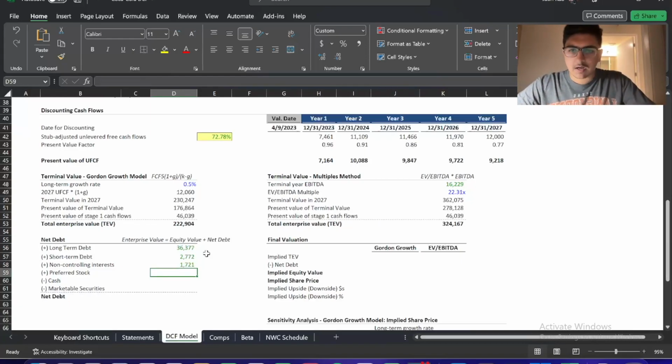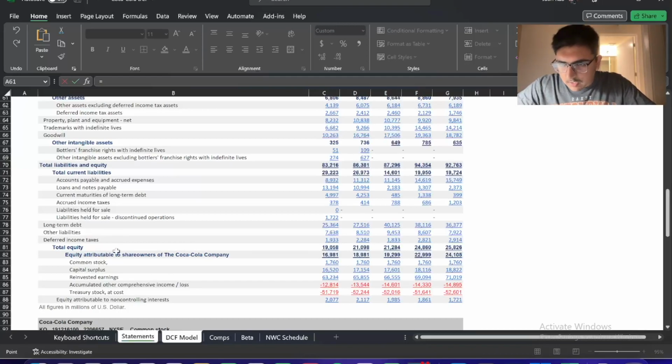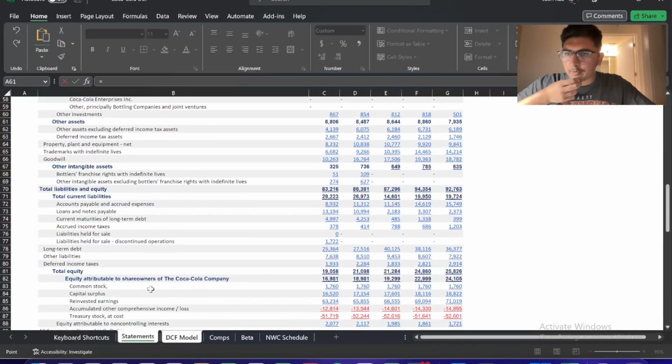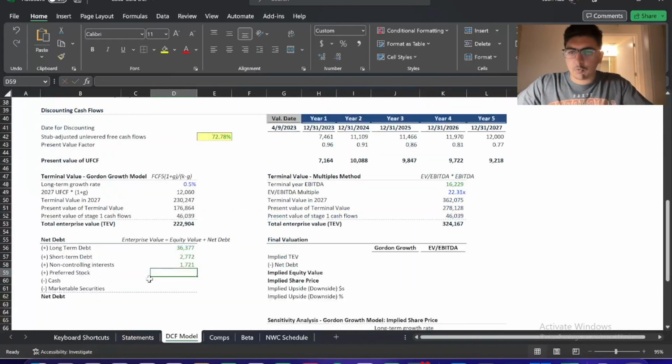Okay, and preferred stock. Let's see if they have any preferred stock. So total equity, common stock, capital surplus, reinvested earnings, treasury stock. Okay, I don't think they have any preferred stock. So what we can do is we can just say 0 right here.